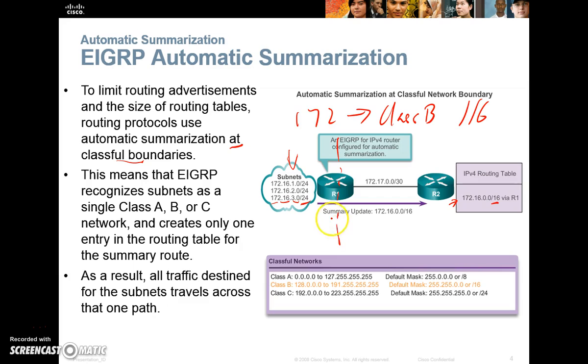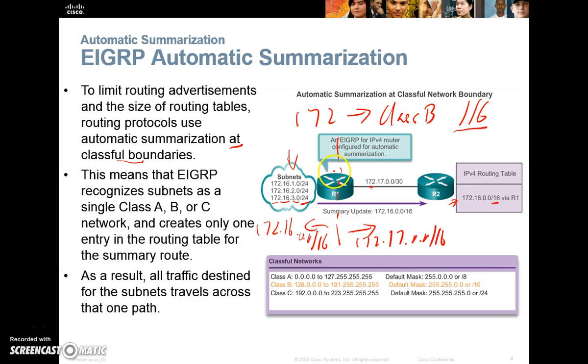If you look here, this part is the 172.16 network, which is actually 172.16.0.0/16. This is a classful boundary. This part is actually 172.17.0.0/16. If you disregard the subnet masks, so you disregard /24 and /30 and use the classful subnet mask, this is the classful boundary.